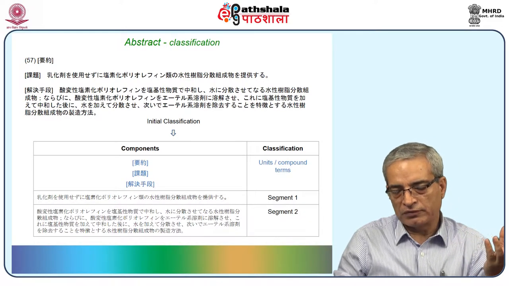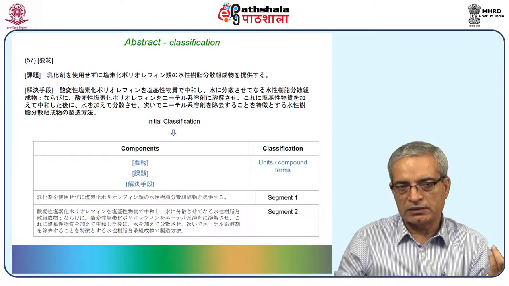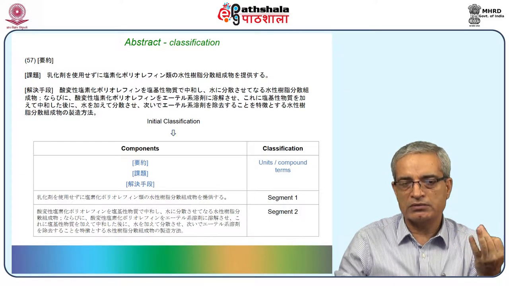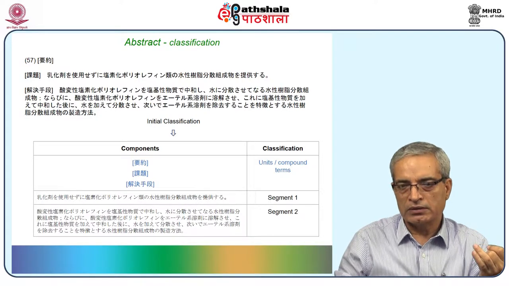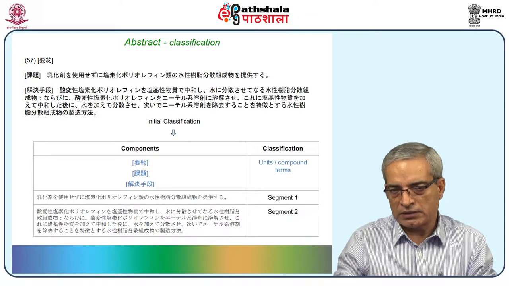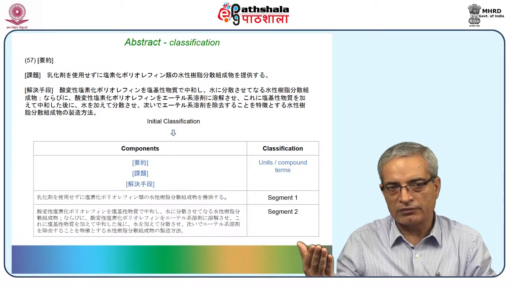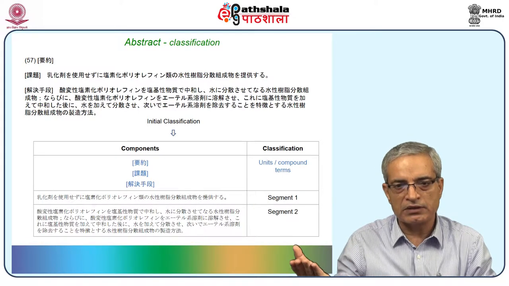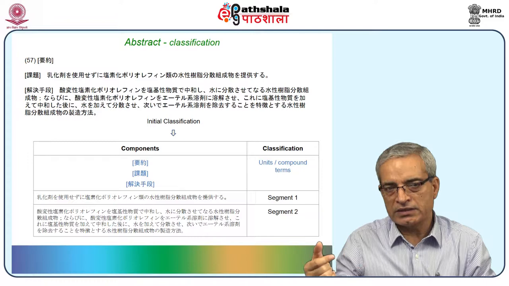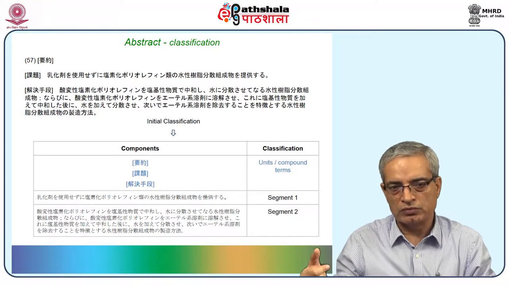A while ago in the previous slide, this has given you some hint, but if you look carefully, the words like yoyaku, kadai, kaiketsu shudan, they need to be handled as units or compound terms. For example, kaiketsu shudan can be treated as a compound term, but it is also a unit. And if we see the rest of the 3.5 lines, one line is one segment, segment one. And let's take the second paragraph as segment 2. If need be, we'll divide it later.